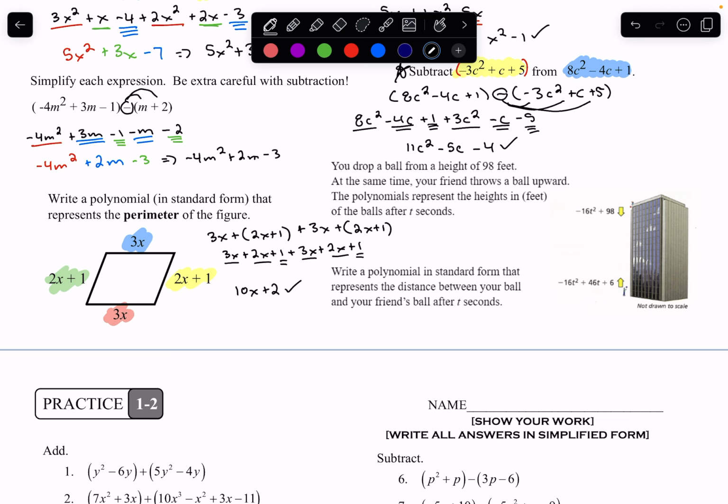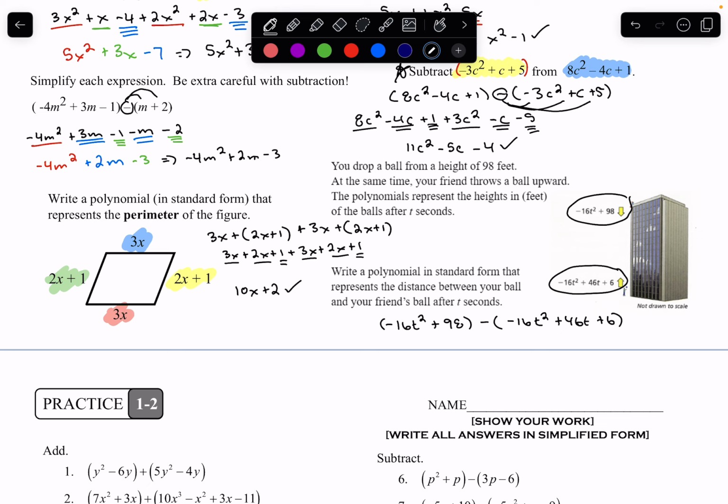So I'm going to take the height of the ball. I don't know what it is. I just have a formula for it. And I'm going to subtract the height of this ball. And that should give me the distance between them because that's how I find distance. So I'm going to write down negative 16t squared plus 98, and I'm going to subtract the other polynomial, negative 16t squared plus 46t plus 6.